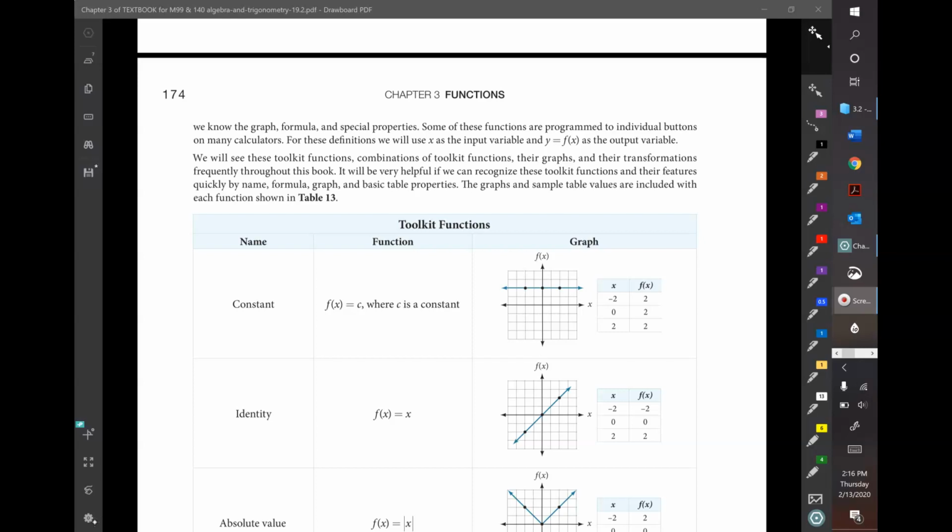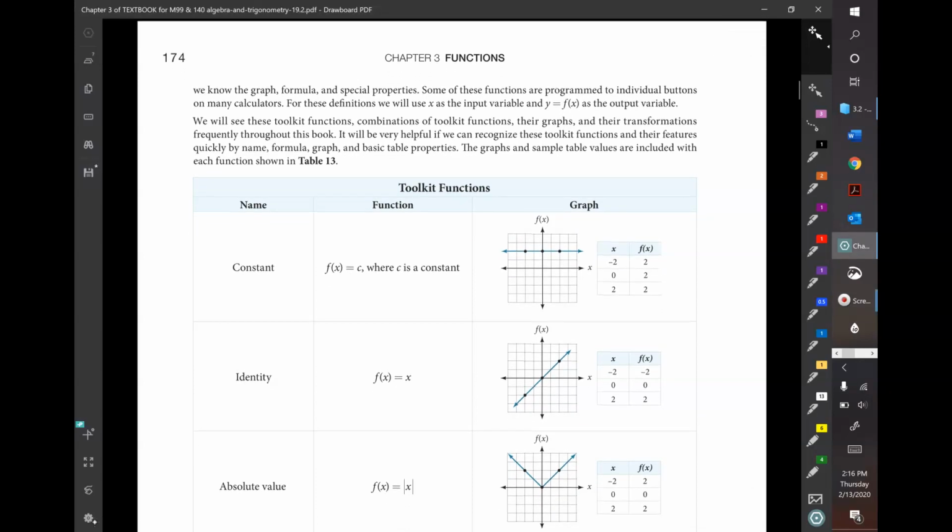in your book. I also have a chart that I can put up for you, but this is really a nice, handy toolkit of functions. So it tells you the constant function, which is just like, f of x equals 2, for instance. That's just saying, y equals 2 everywhere, here, there, and everywhere.